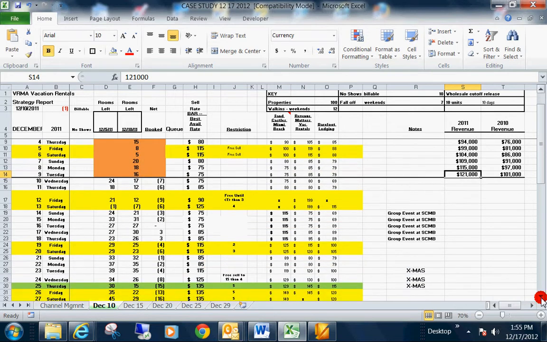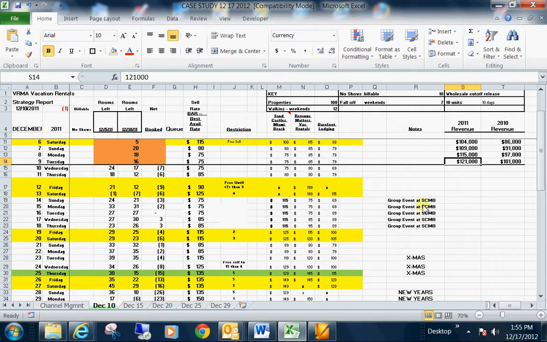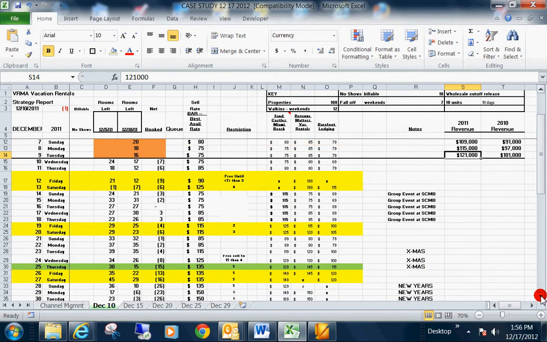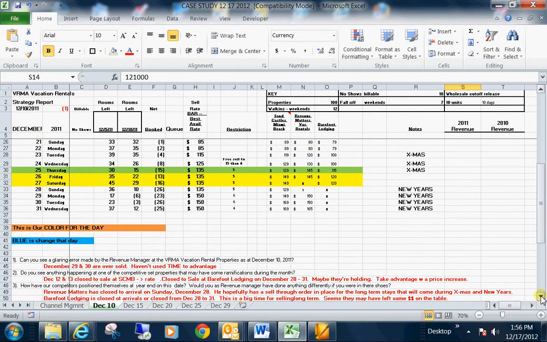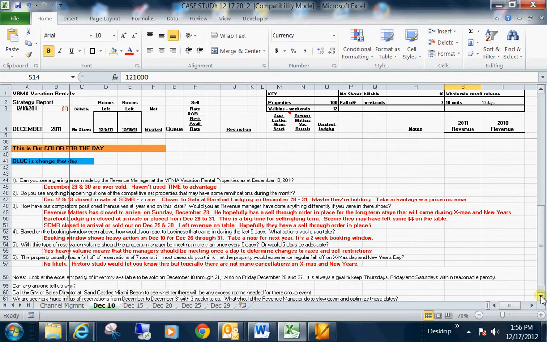You'd have special events that are perhaps in, so you would provide that revenue manager with some historic information. A lot of the information that you'd be providing to the revenue manager so that they could participate in these challenges would be below here, and you can see in red. Again, I haven't looked at this in a while, but I have number 1: can you see a glaring error made by the revenue management at VRMA Vacation Rental Properties as at December 10th, 2011? And I wrote in the answer, December 29th and 30th are oversold.